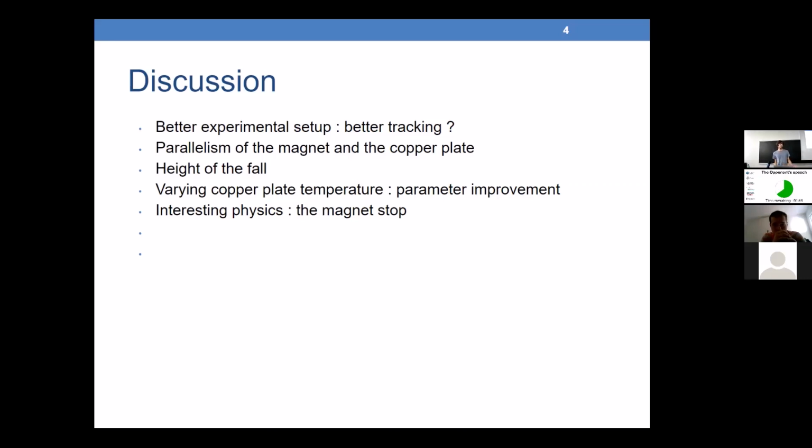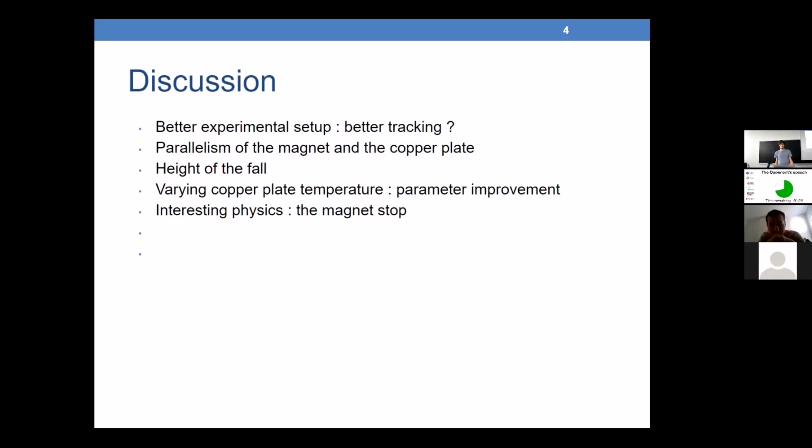Maybe you can discuss the height of the fall because we have contradictory results at high height. If the magnet falls perfectly parallel to the copper plate, it can work.